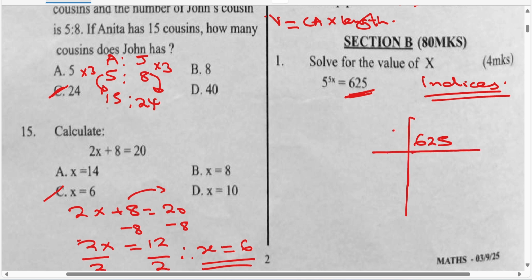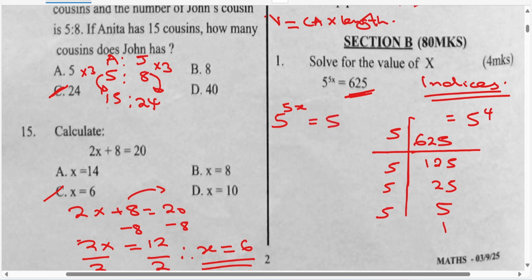So what do you do? Divide by 5 to get 125, divide by 5 again to get 25, divide by 5 to get 5, divide by 5 to get 1. So basically this is 5 power how much? 5 power 4. So here you have been told 5 power 5x is equal to 5 power 4. Now you have made the bases the same. The only thing that will remain is to equate the powers, you make those powers similar.